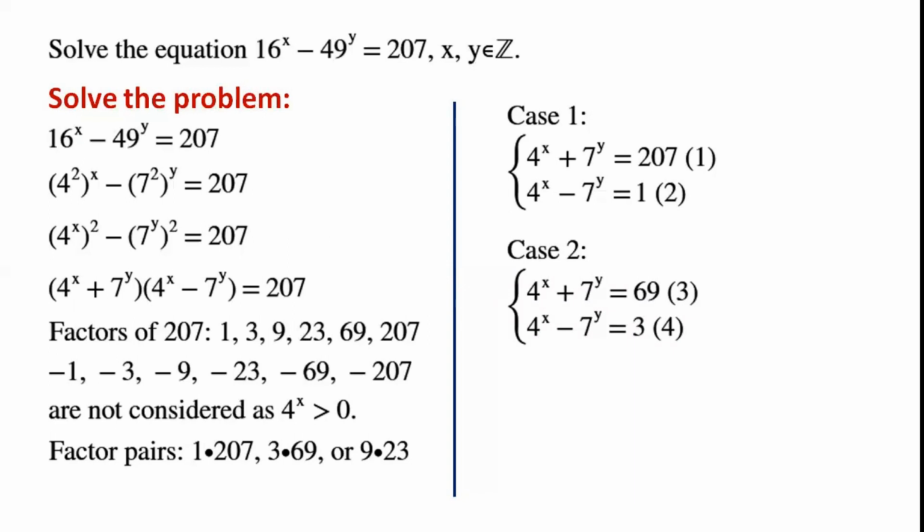For case 2, the right-hand side of the equations are 69 and 3. For case 3, the right-hand side of the equations are 23 and 9.